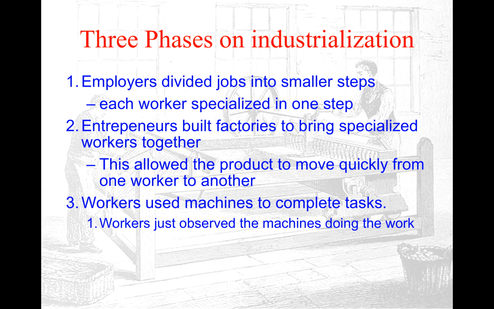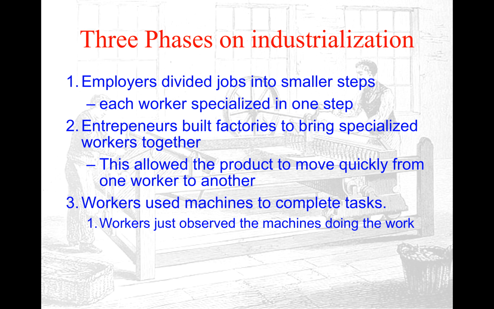Phase 2 involves entrepreneurs. Entrepreneurs are people who build factories from an idea, and they bring specialized workers together under one roof. This allowed the product to move quickly from one worker to another. This is your Francis Cabot Lowell phase, where it's early factories where you had to be next to a river source.